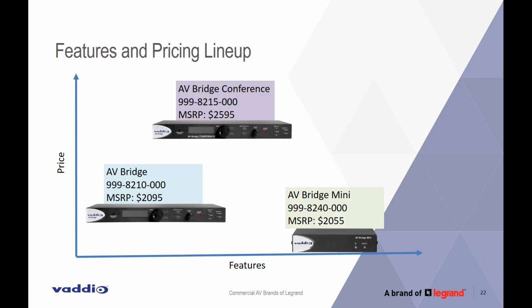Look at all those speeds and feeds. Okay, moving on. This is one of my favorite slides because based on the features and pricing lineup, you've got the AV Bridge Mini in the lower right-hand quadrant, which means that it is a lower price with more features. Best location to be in. We're hammering that home, but I had to show it visually. There it is.